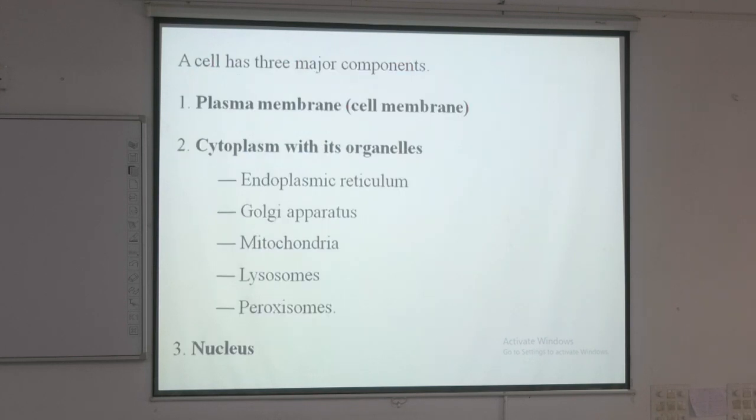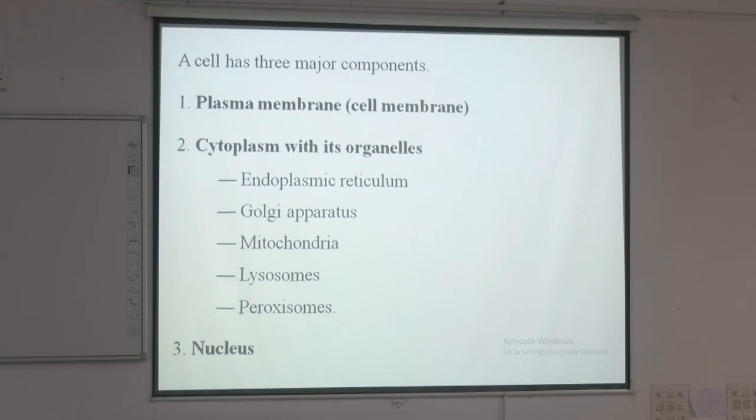We can classify the cell into three major groups. The first one is the plasma membrane, which is the cell membrane. The second one is the subcellular organelles. And the third one is the nucleus. If we talk about the cell membrane, it is mainly composed of carbon, hydrogen, oxygen and nitrogen substances. It contains lipid molecules, protein molecules, cholesterol esters and some other biomolecules.